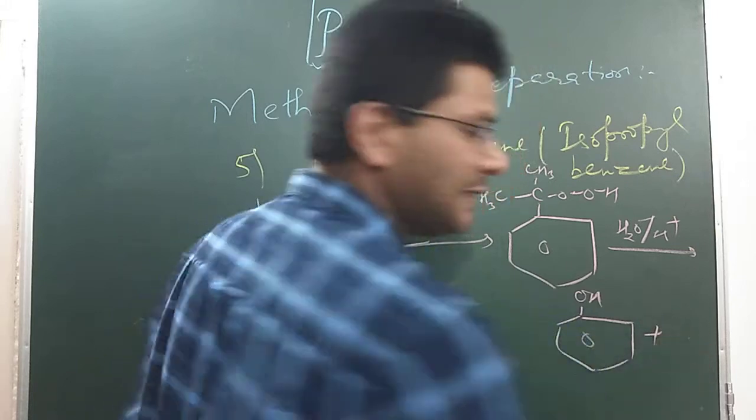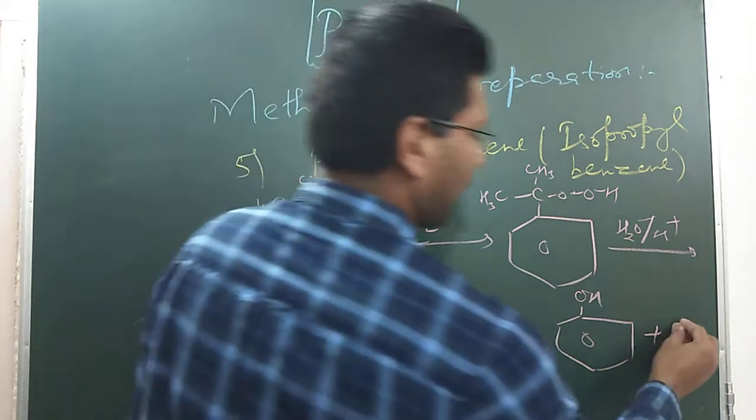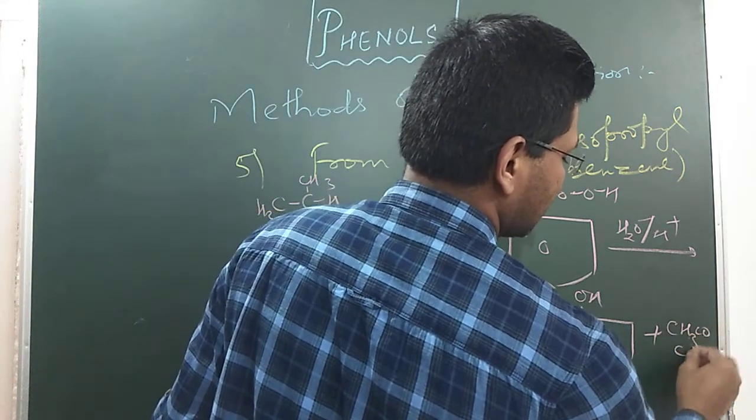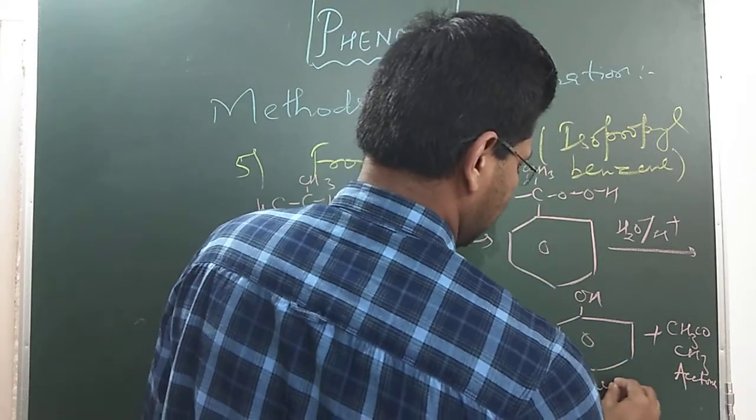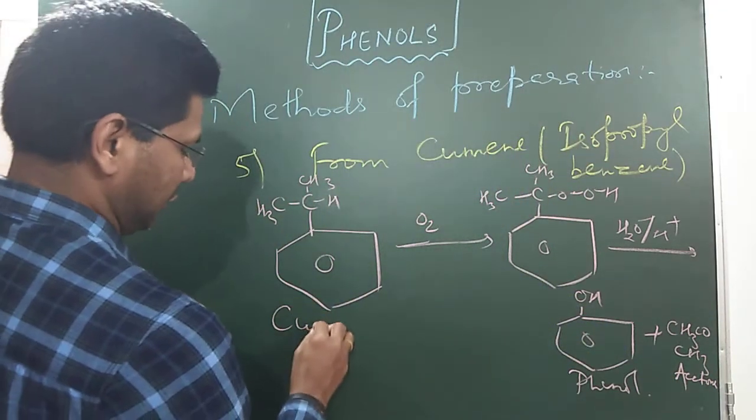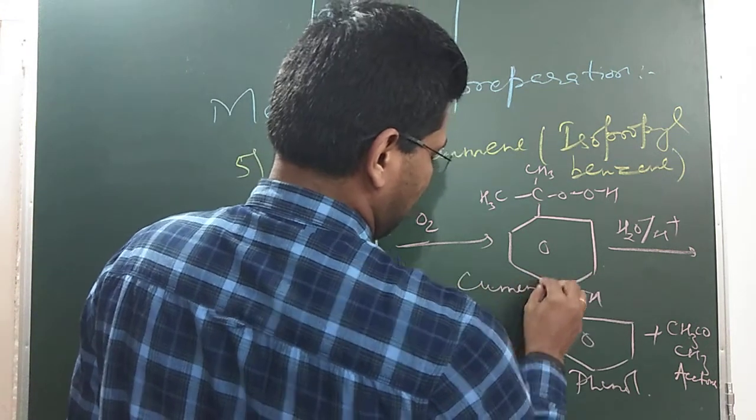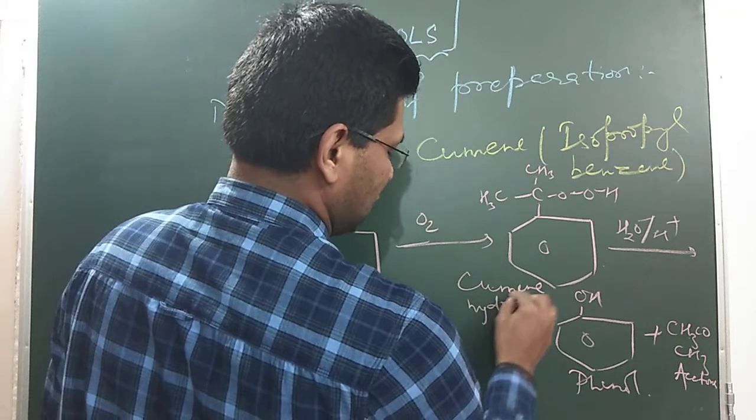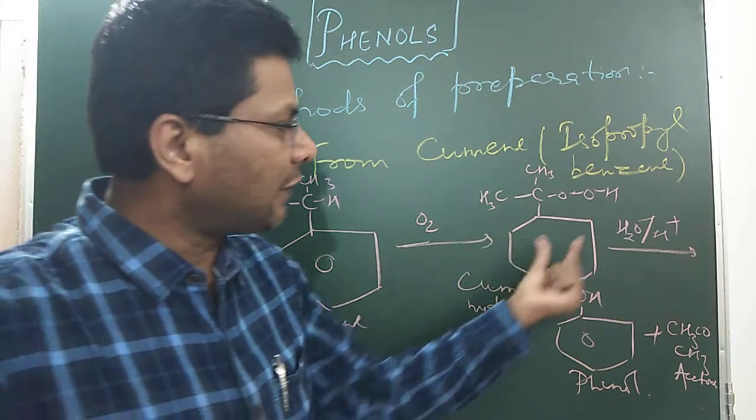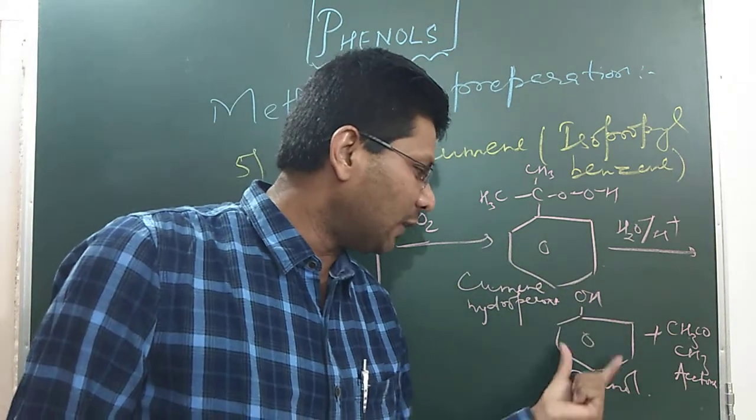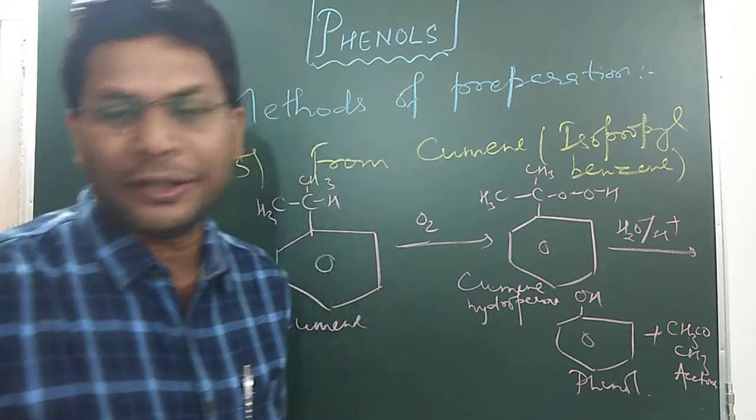plus acetone. In this reaction, acetone is produced in high quantity. This is cumene. This is cumene hydroperoxide. So when cumene is treated with oxygen, it forms cumene hydroperoxide, which is treated with acid. Acid hydrolysis of this will give phenol plus acetone. Acetone is produced in good quantity.